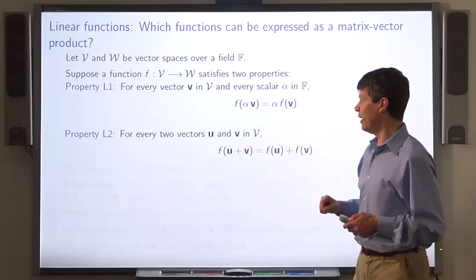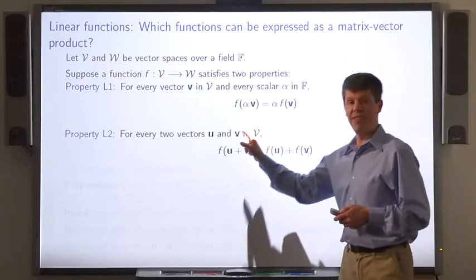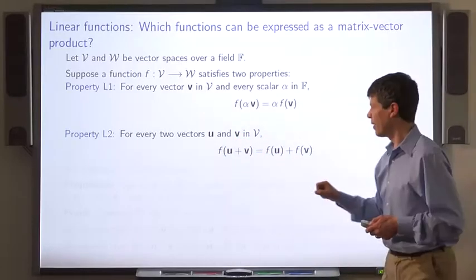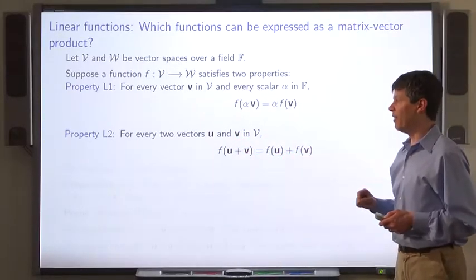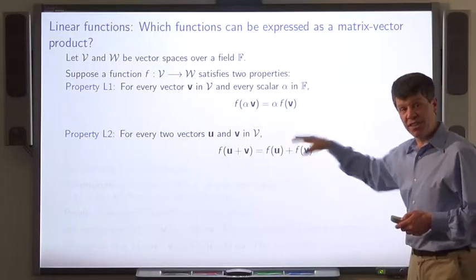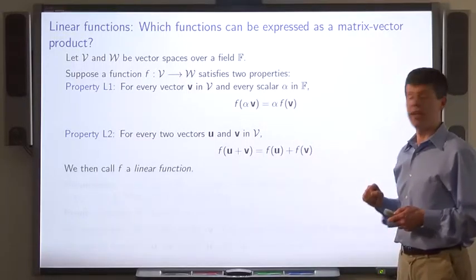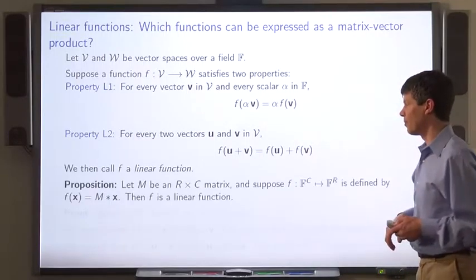And property L2 is for every two vectors u and v in big V, f(u + v) equals f(u) + f(v). If a function satisfies these properties, we call it a linear function.